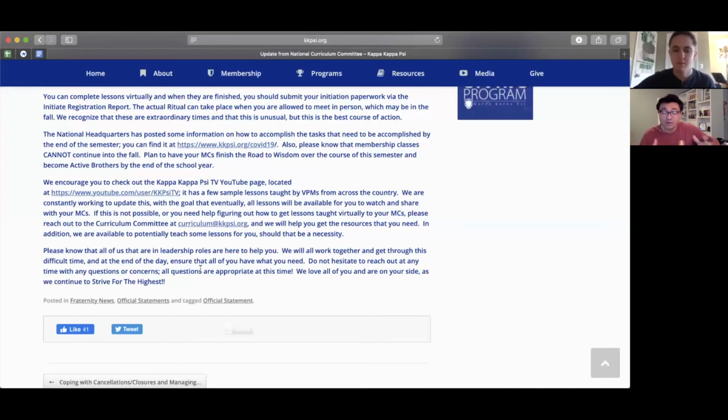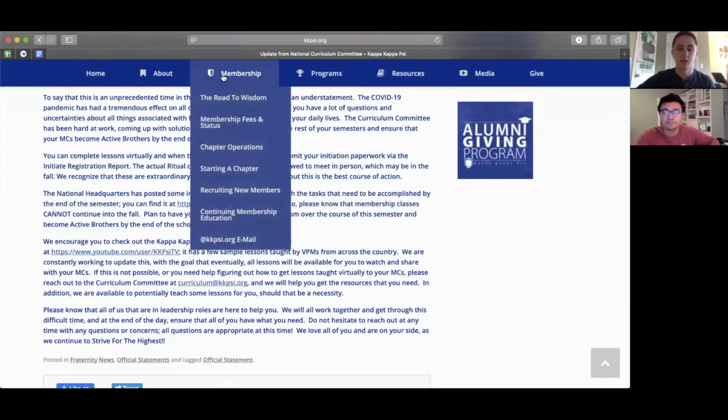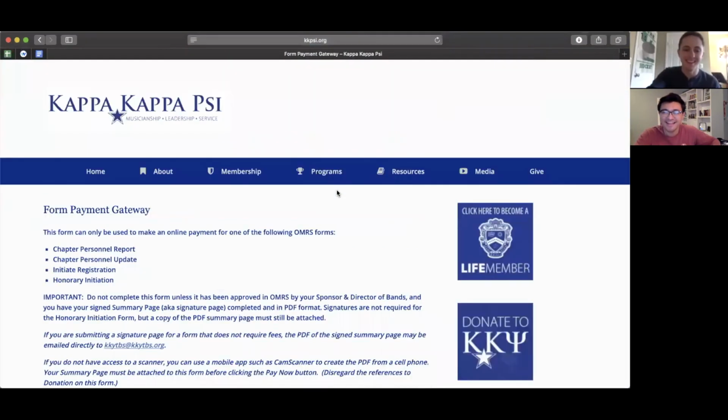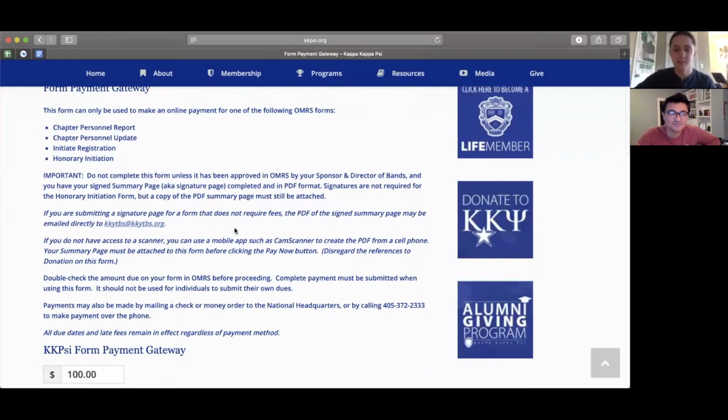But obviously with headquarters being closed, is there a way to pay online? Yeah, so again, while still screen shared, we can go onto the national website and go under membership, scroll down to membership fees and status, and then go down to the form payment gateway. And so on here, this is a way to pay online.